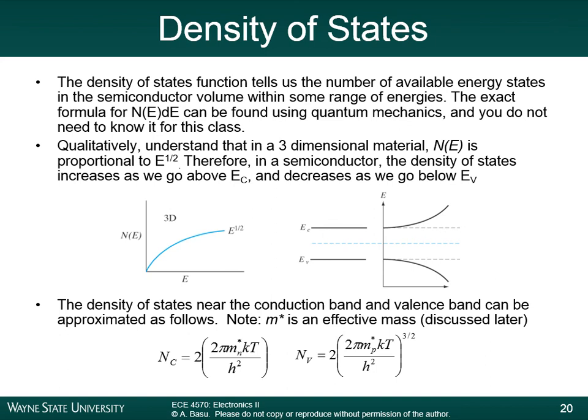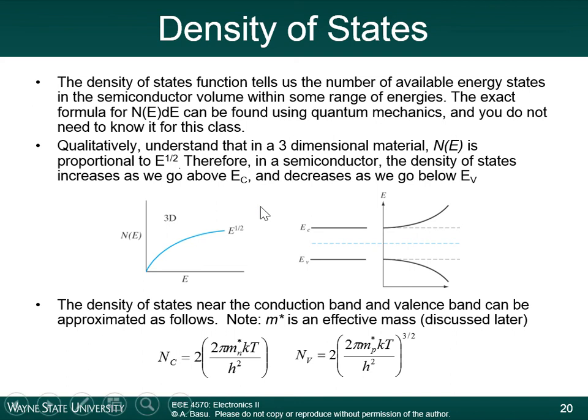The density of states function tells us the number of available energy states in a semiconductor volume at some energies. The exact formula for N(E)dE can be found using quantum mechanics. You don't need to know it for the class. However, I want you to qualitatively understand that the density of states is not constant. Now, what do I mean by that?